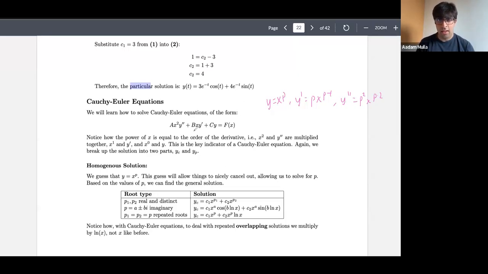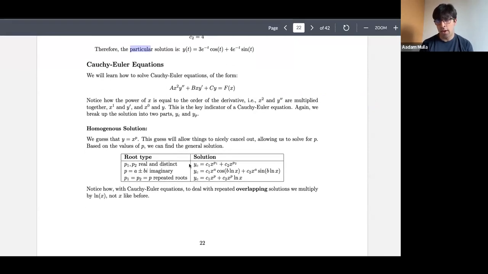Then notice how the x squares and the p squares will align, and everything will nicely cancel out. So let's just do an example. And then based on your p1s and p2s, you're going to put it in the solution form. Same idea. Make this table and just plug into the table.